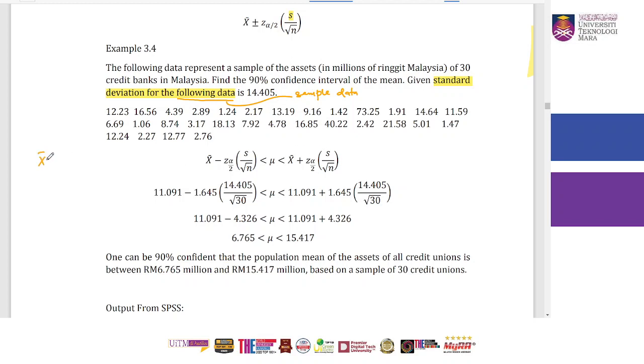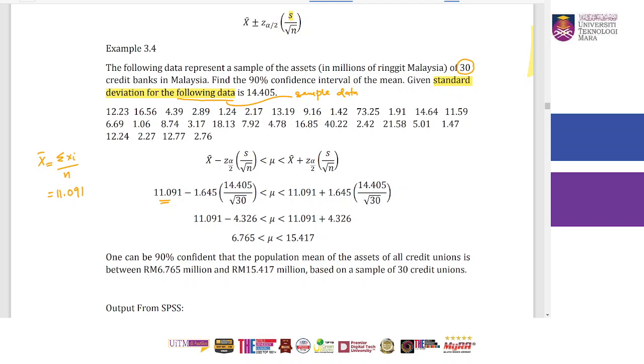So, X bar is given by the summation of Xi divided by N, right? So, maknanya you kena tambahkan semua nilai ni. 12.23 plus 16.56 plus 4.39 plus 2.89 until plus 2.76 and then divided by 30 because you have only 30 credit banks, right? So, divided by 30, you should get the value to be 11.091. If this is correctly calculated. Kalau silap, maklumkan pada saya.